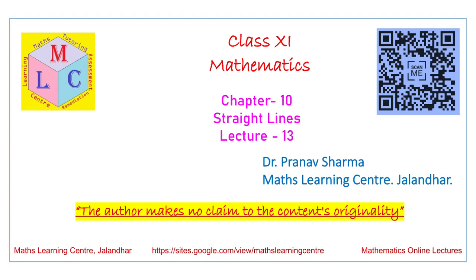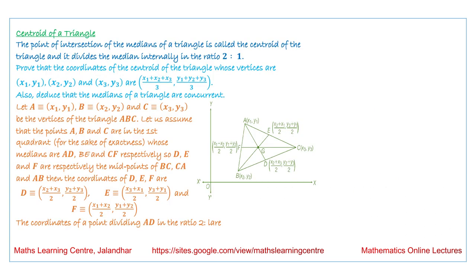We are going to start now lecture 13 of chapter 10, class 11th mathematics, straight lines. In this lecture we will talk about certain properties related to triangles. So the first definition we have over here is the definition of the centroid. We are talking about the centroid.